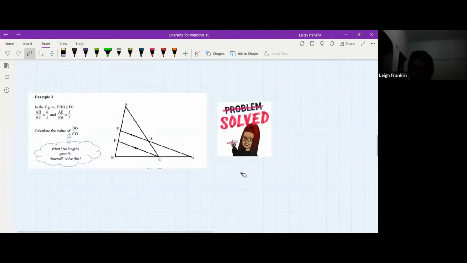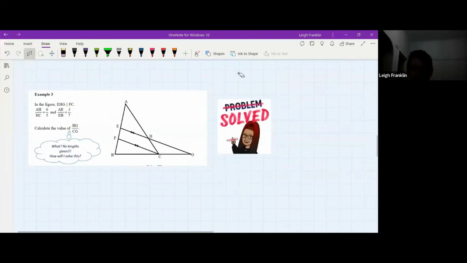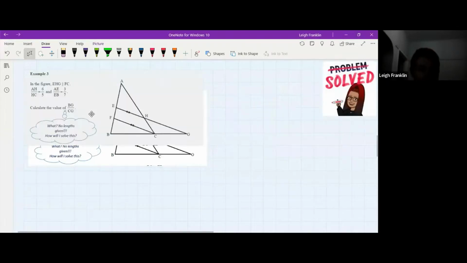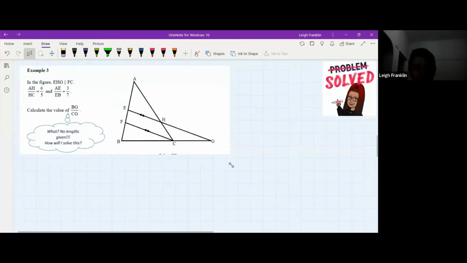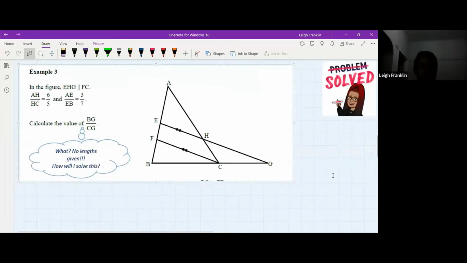Can we have a look at something else a little bit more difficult now? Yes. Okay, cool beans. All right, so let's move that out the way and let's have a look at this problem.